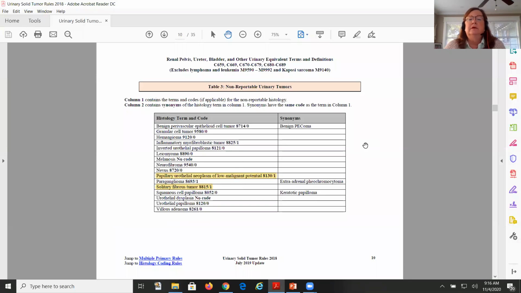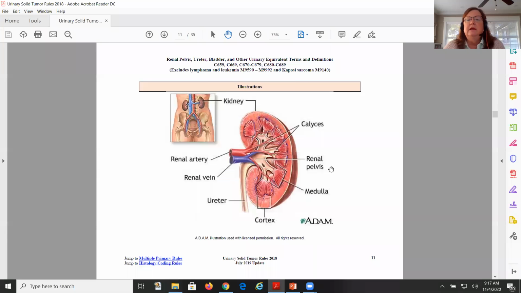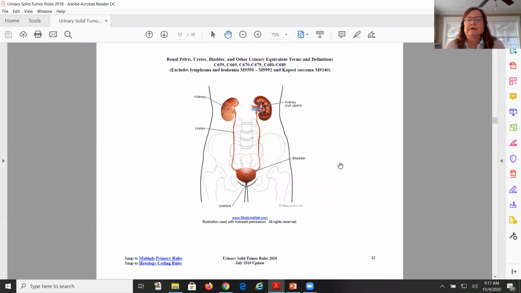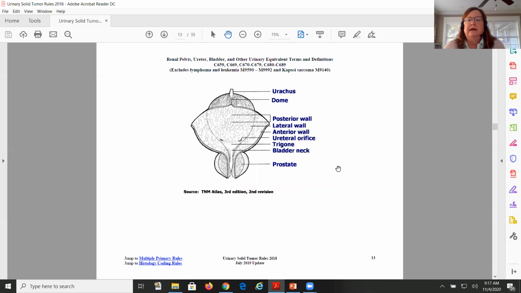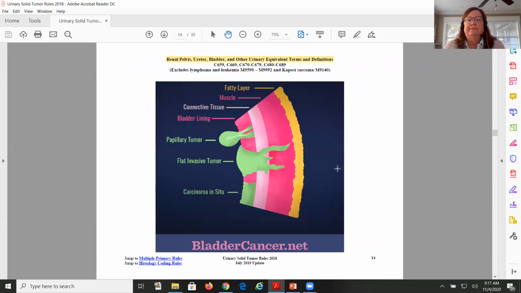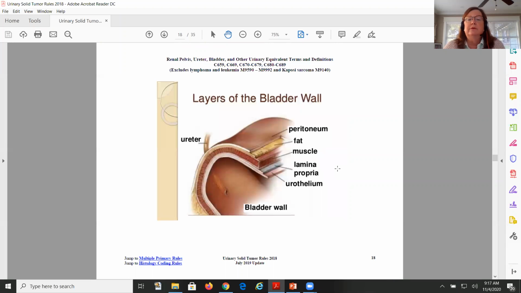Our next table is non-reportable urinary tumors, and I highlighted just a couple because they may be the ones I think you would see most often, and that is papillary urothelial neoplasm of low malignant potential and solitary fibrous tumor. And then going forward, you have the diagrams of the urinary system that you can look at on your own at a later time.